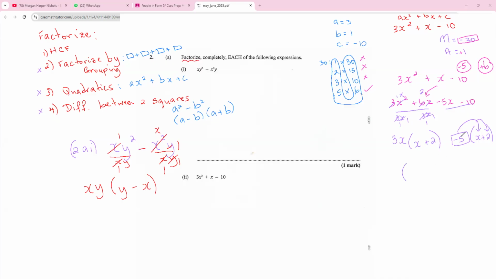Then we pull out one of the duplicated pairs, and everything else that is outside, we put together inside of the brackets.